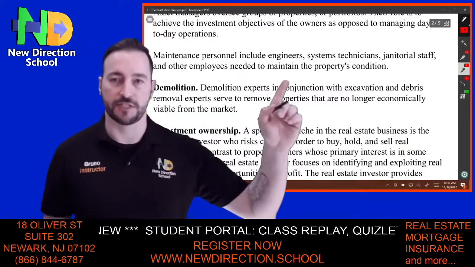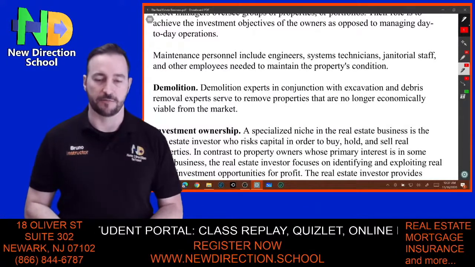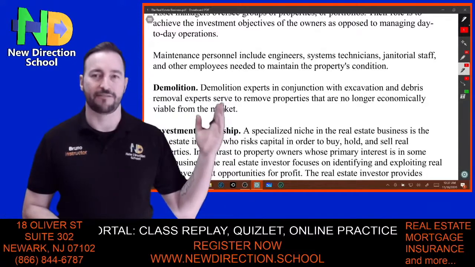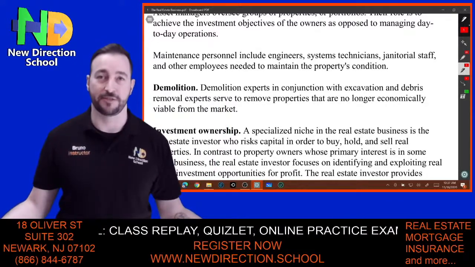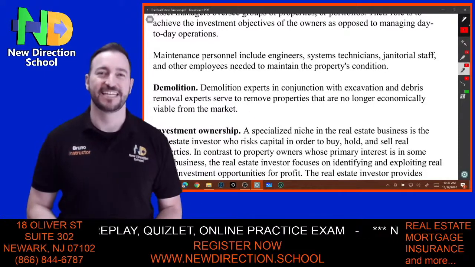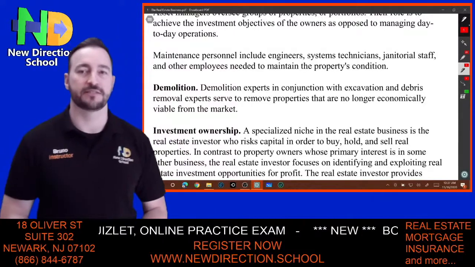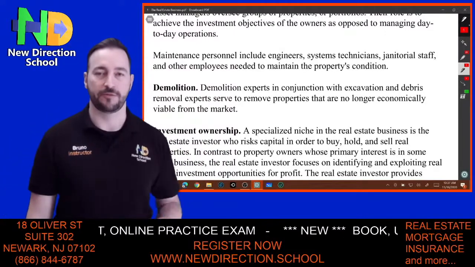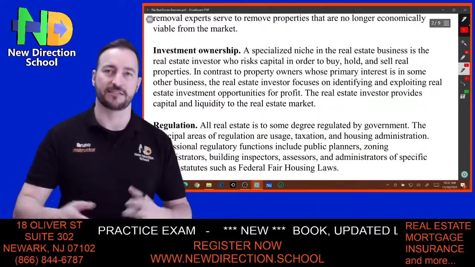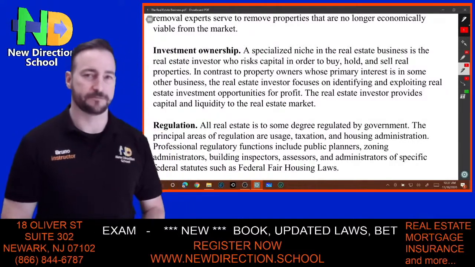Maintenance personnel includes engineers, system technicians, janitorial staff, and other employees needed to maintain the property's condition. Demolition, obviously, we're definitely not part of demolition, even though it's a lot of fun. But demolition experts, in conjunction with excavation and debris removal experts, serve to remove properties that are no longer economically viable from the market. And again, guys, I'm going a little fast because it's just an overview. I want to focus on the actual chapters we need to, okay?